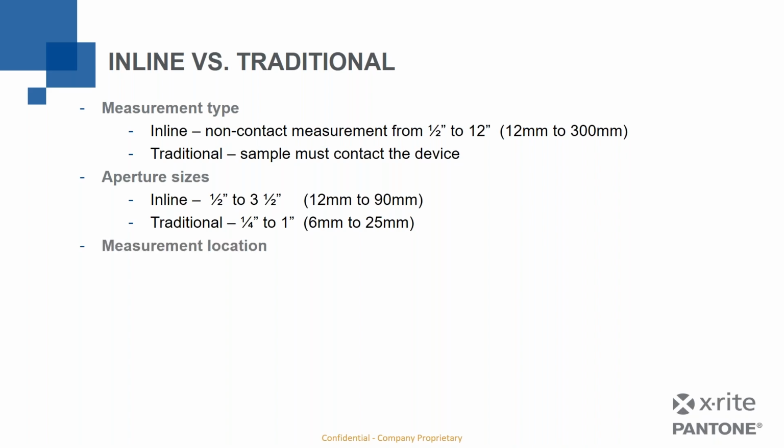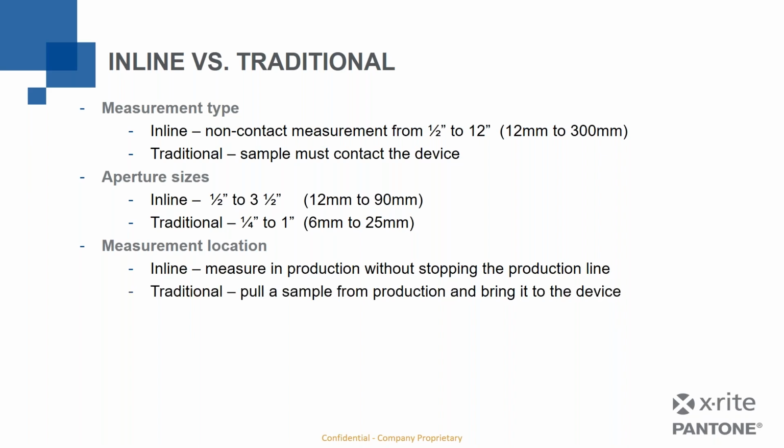The third one we want to talk about is measurement location, and this one we'll dive into quite a bit deeper in a moment. By location, what I'm talking about is, where are we doing it? What do we have to do to take a measurement? Well, inline, it's measuring in production while the line is running. We're not stopping anything. Traditional, if I want to do a traditional measurement of something from my production line, I have to pull a sample from production and bring it to the device, which either means I'm going to get a sample after all of my production work is done, so it's at the end of the line, already off the line, so to speak, or I have to stop my line to pull a sample and then start the line back up. So that advantage with inline is a major advantage. We'll talk more about why in just a moment.